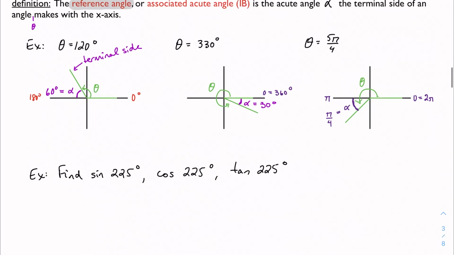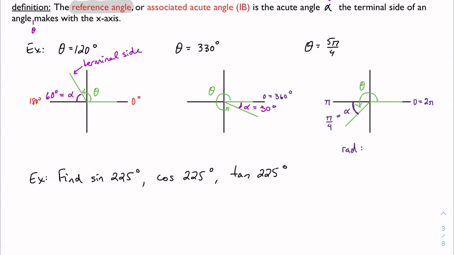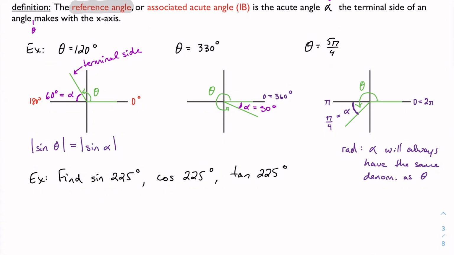There's a really easy trick with radians. The radian trick is that the reference angle alpha will always have the same denominator as theta, as whatever the original angle is. The reason why we use this is because the actual magnitude, so the actual number of sine theta or cosine theta or tangent theta, but I'm just using sine for an example, is exactly the same as the sine or cosine or tangent of the reference angle. But the sign of the result depends on the quadrant.